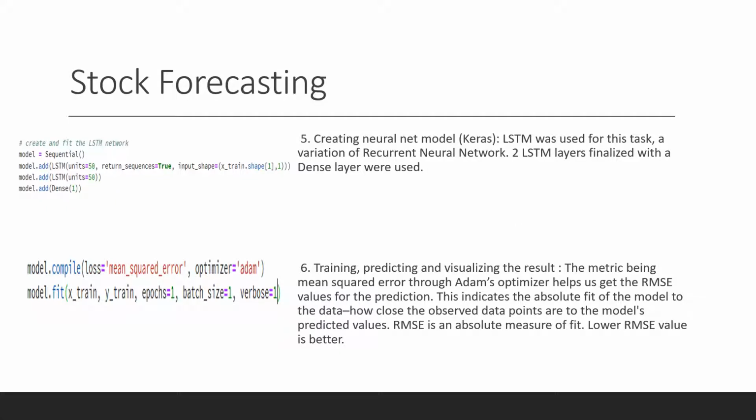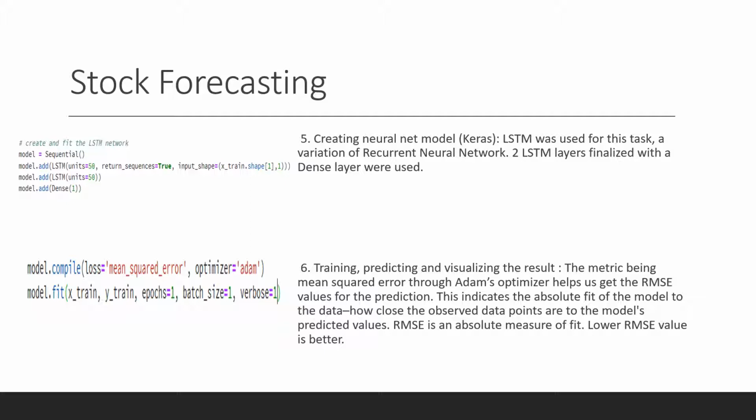Stock forecasting. Again, step 5. So then we create neural networks in Keras. We used the LSTM function from the Keras package, and we just got 3 layers: 2 LSTM layers with 50 units each, and a dense layer in the output.